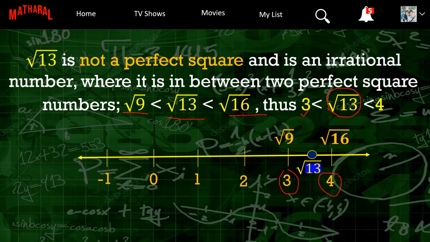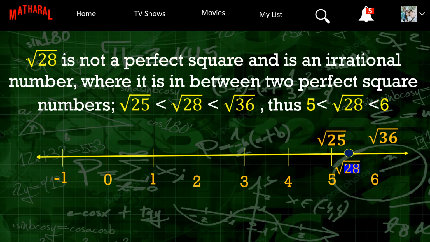Ayan po. So for us to understand more about the approximations, or rather the irrational numbers on the number line, or saan ba, anong mga two perfect square numbers na magitan or ang pumapagitan sa mga irrational numbers. So proceed po tayo. So, square root of 28 is not a perfect square, and it's an irrational number, where it is between two perfect square numbers. Ano ba ang mga perfect square numbers ng 28? Okay?